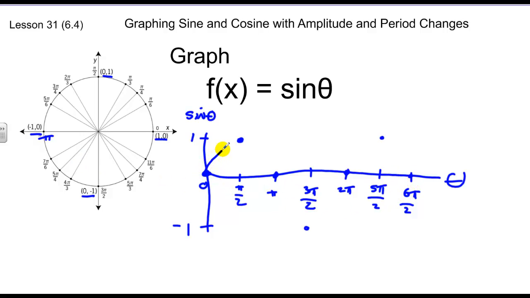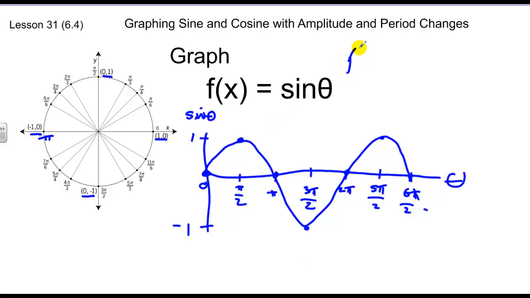So our graph looks something like this if we were to connect the dots in the right fashion. Now, within this, you see that this graph kind of repeats itself over a period of time. Notice if I start at 0 and go to 2 pi, it starts all over again. If I start at pi over 2 and go to 5 pi over 2, it starts all over again. If I went from pi to 3 pi, it again would start over by going down. So it repeats itself over and over again.